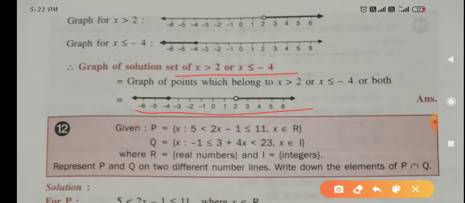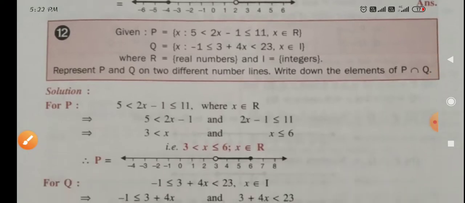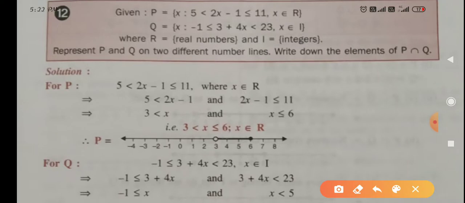Now the next question is coming, question number 12. Given P equals x such that 5 is less than 2x minus 1 is less than or equal to 11, x belongs to real numbers. Q equals x such that minus 1 is less than or equal to 3 plus 4x is less than 23, x belongs to integers.